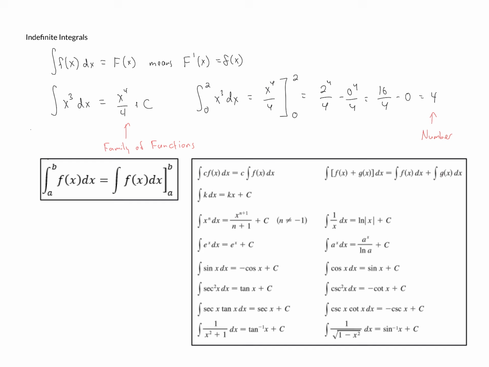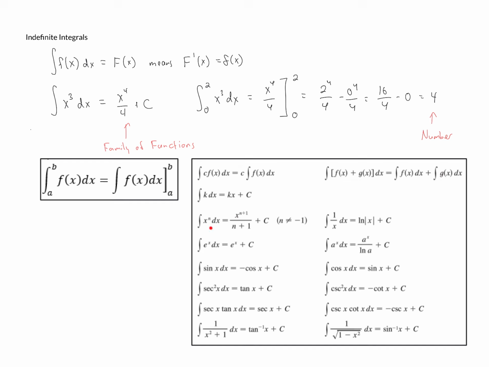If we're taking the integral of a constant times a function, we can pull the constant outside and multiply it by the integral of the function. If we have a sum of two functions that we're integrating, we can integrate them separately and take the sum. If we are integrating a constant, that integral is just the constant times x plus the constant of integration.